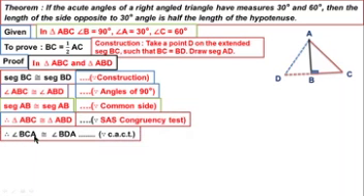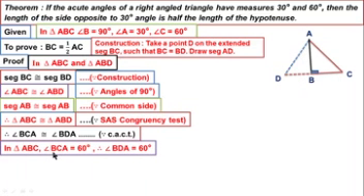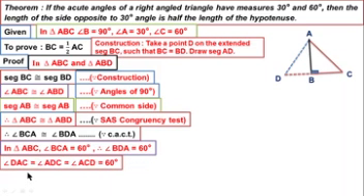Therefore angle BCA is congruent to angle BDA, corresponding angles of congruent triangles. In triangle ABC, angle BCA is equal to 60 degree and therefore angle BDA is equal to 60 degree. Angle DAC is equal to angle ADC is equal to angle ACD is equal to 60 degree.